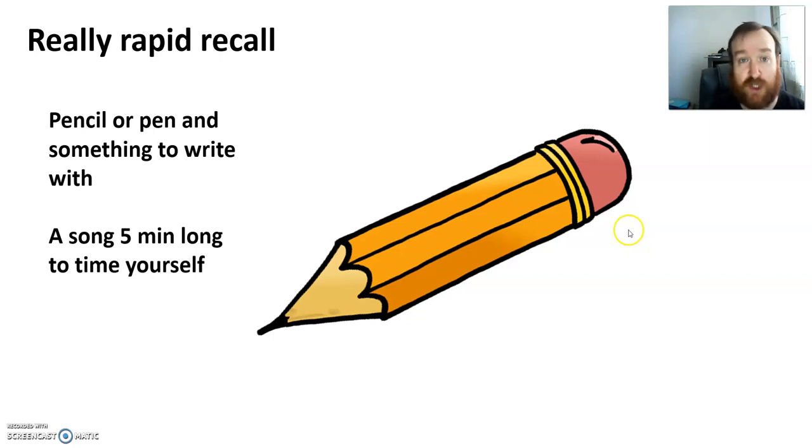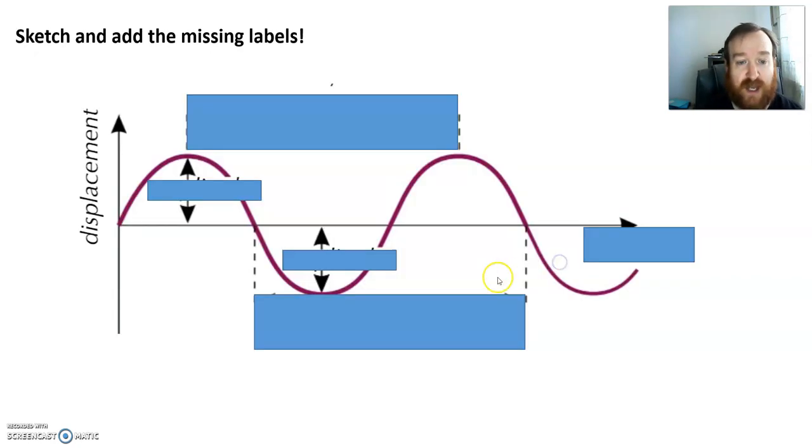Okay, so first job, you need to sketch and add labels to this diagram of a transverse wave. Okay, so sketch it and add some labels to it. So pause the video here, start your timer, start your song, and do that 5 minute little quick task. Okay, so pause the video now.